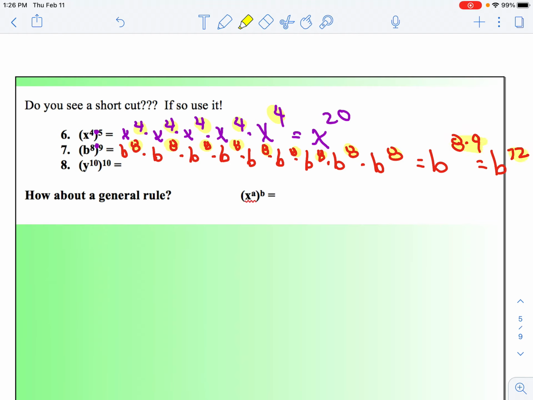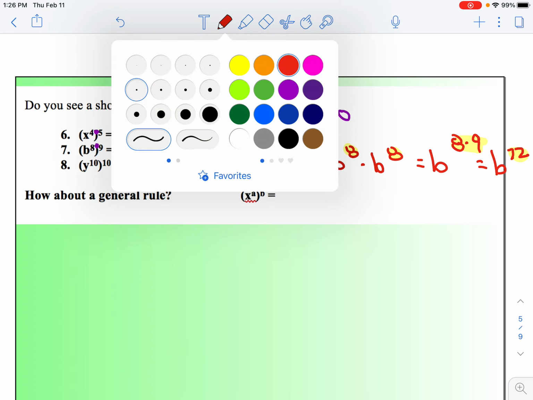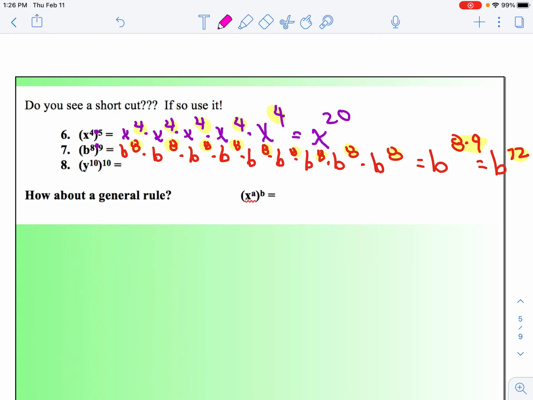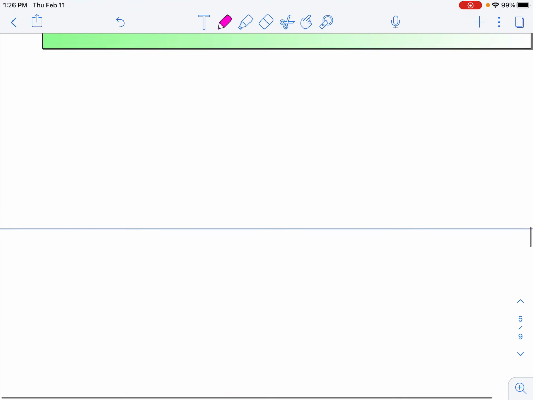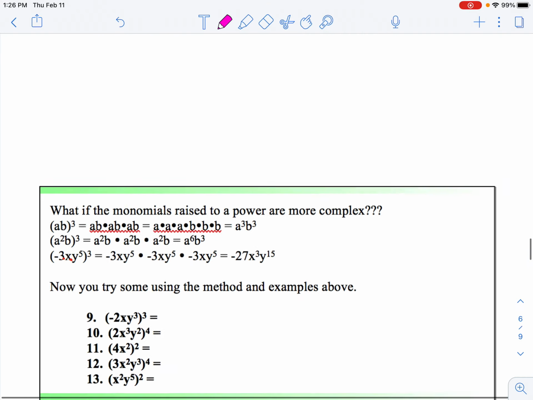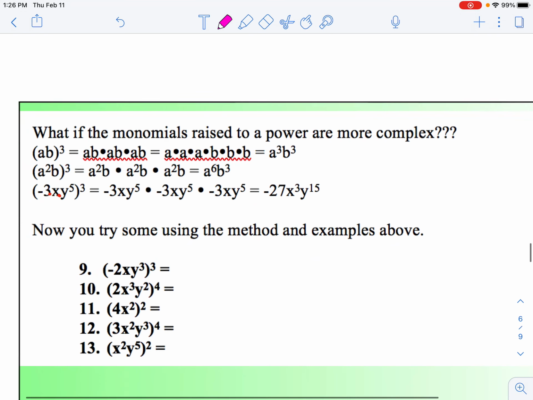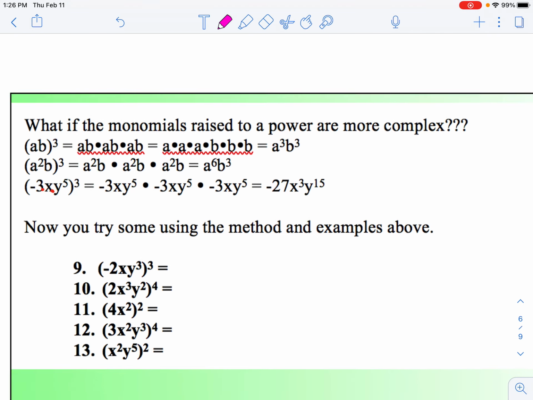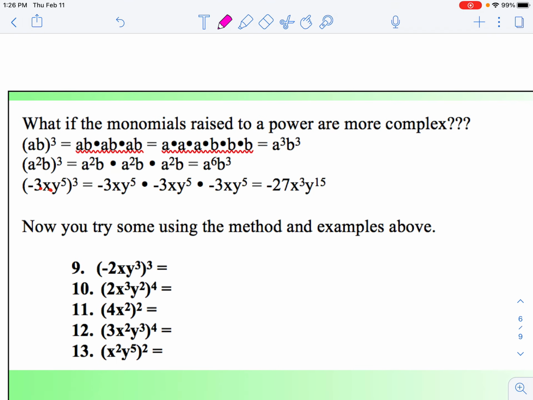So, in general, our general rule here is that when we have x to the a power raised to the b, that becomes x to the a times b power. And we can do it with more complicated ones as well. And you can see these 3 examples. If we write them out, ab raised to the 3rd power would be ab times ab times ab, or a times a times a times b times b times b, and so you get a to the 3rd, b to the 3rd.